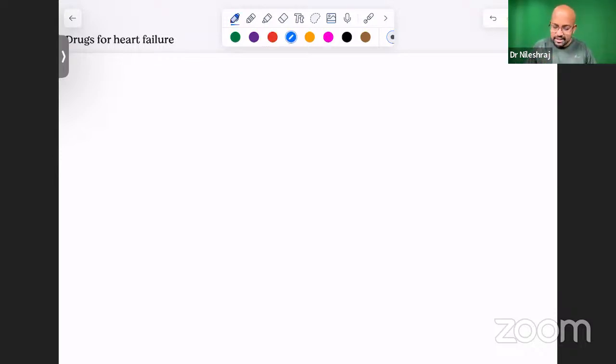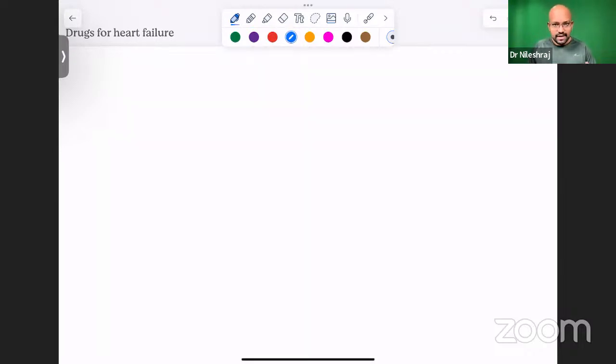We'll start with the basic pathophysiology of what exactly heart failure is. As far as heart failure is concerned, understand this: there is going to be decreased cardiac contractility. So there is going to be a negative inotropic response, and because of it, the cardiac output is going to be decreased. That is the primary response of it.